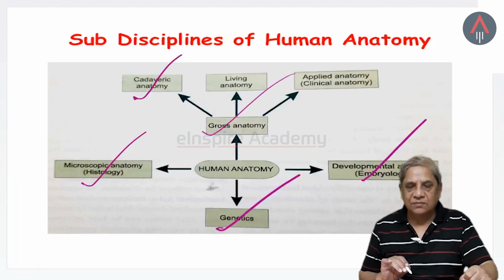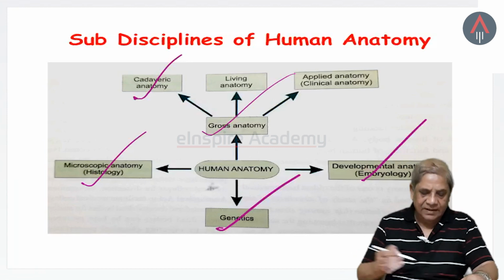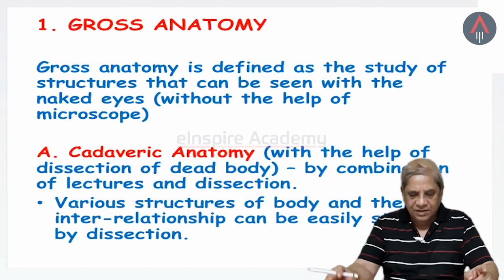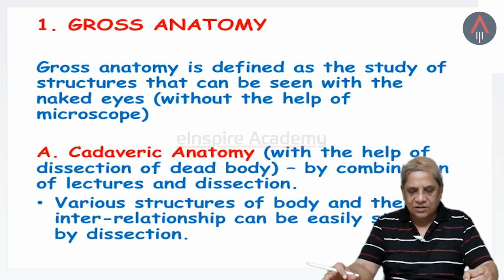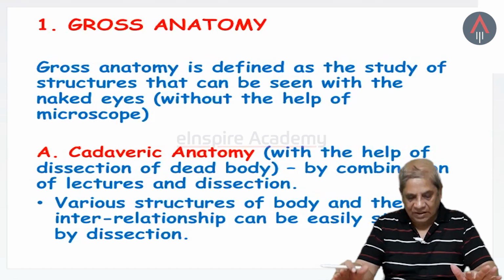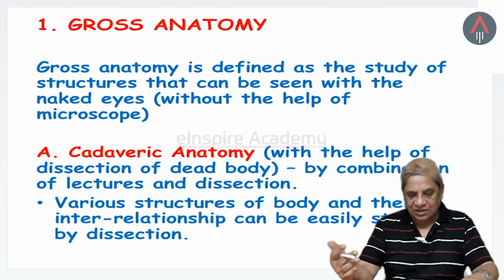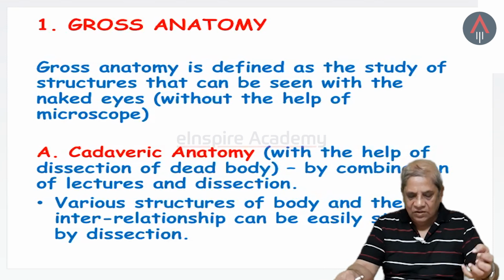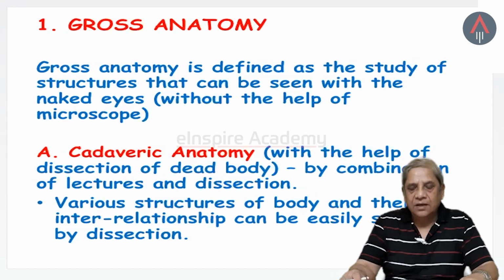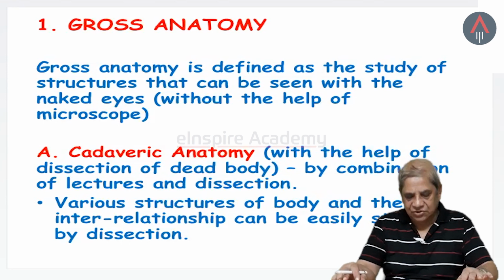First, the gross anatomy. I will tell you a little more in detail about the gross anatomy. What is gross anatomy? As I have already defined it, gross anatomy is the study of the structures that can be seen with the naked eye, without the help of the microscope. And we have seen the three subdivisions. Cadaveric anatomy was one, and this will be learned with the help of dissection of the dead body. Okay, and this is learned with the help of a combination of lectures and dissection.